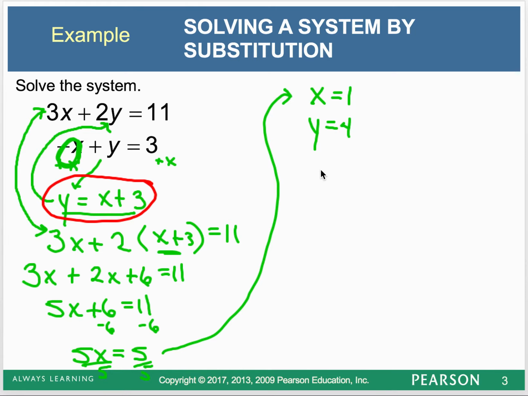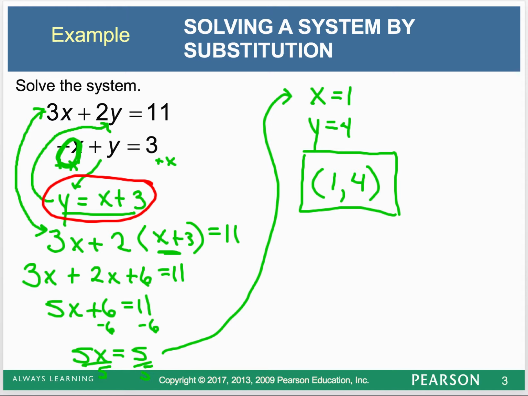Now, they're going to ask you to leave your solution as an ordered pair, or as a point. So be careful of where you put your x and your y. That matters. So these two lines intersect at the point (1, 4). And therefore, that makes it a solution to both equations. You could easily check, plug it into both equations, and make sure it satisfies each one. Okay, that's our substitution method.